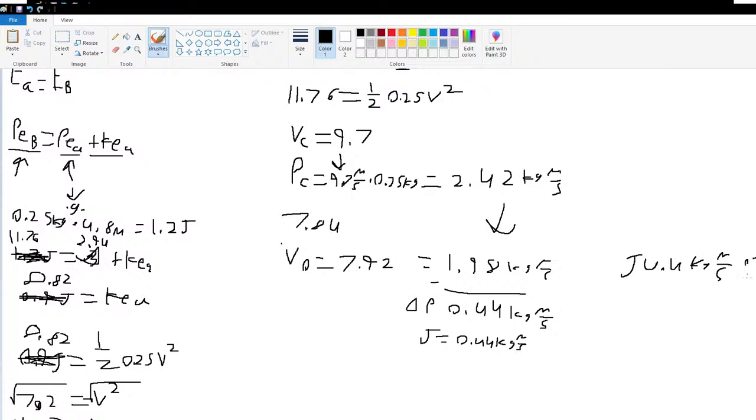I think they did it wrong, because an impulse of 4.4 kilograms meters per second divided by the 0.25 kilograms would mean a velocity change of 17.6 meters per second, which is more than either of the velocities. Probably a typo. Alright, we're going to call this answer good enough. It might be wrong, but yeah.